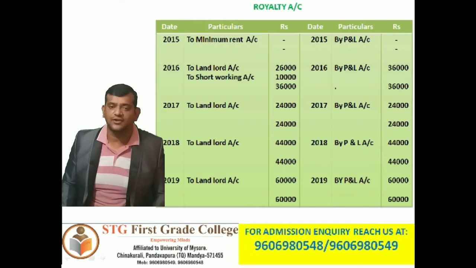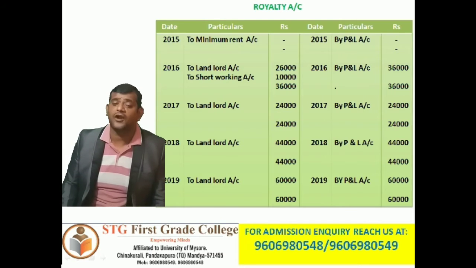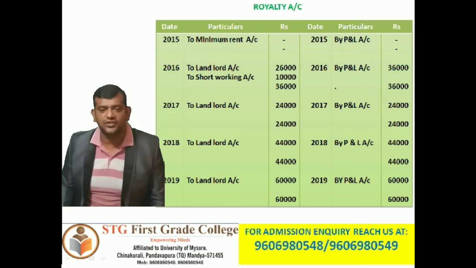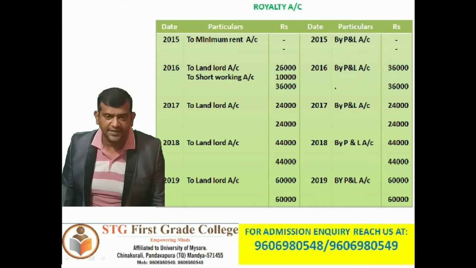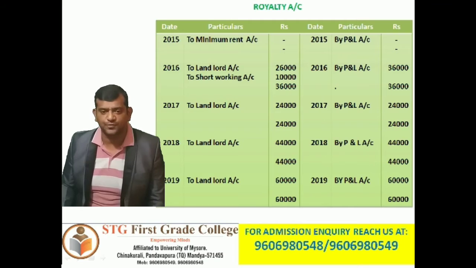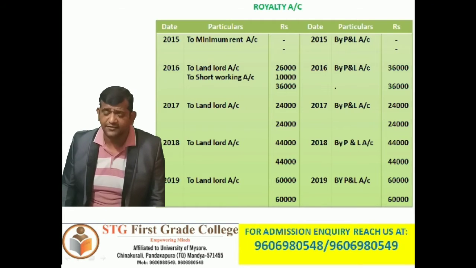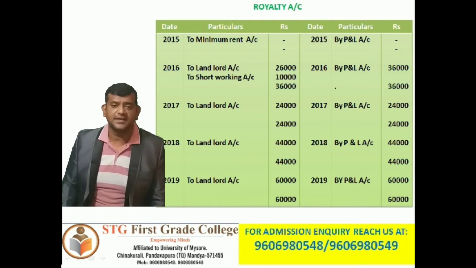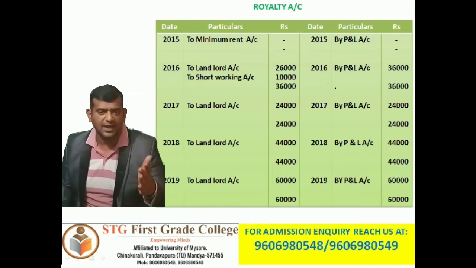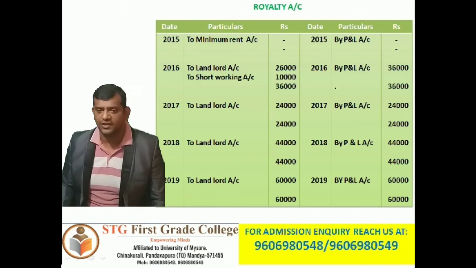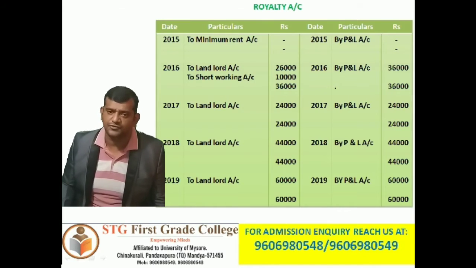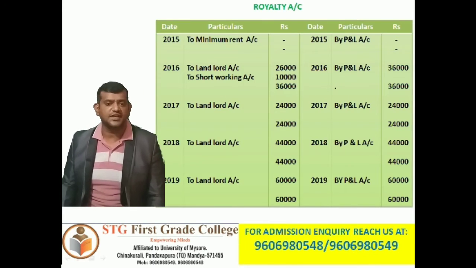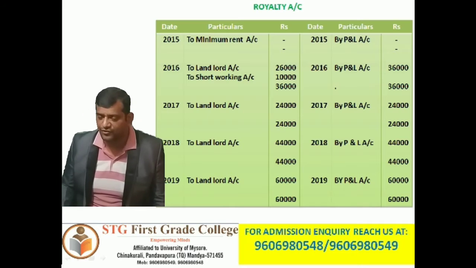So next, in the year 2017 to landlord account. So how much the royalties in the third year, that is in the year 2017, 24,000 rupees. Because there was a strike in that year, so directly transfer to landlord account 24,000 and by P&L account 24,000 rupees. So both the side total 24,000 and 24,000.